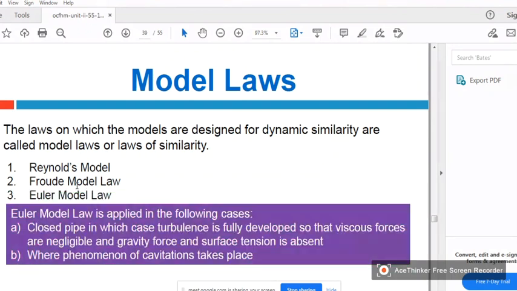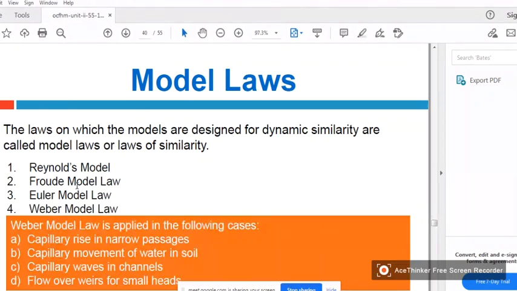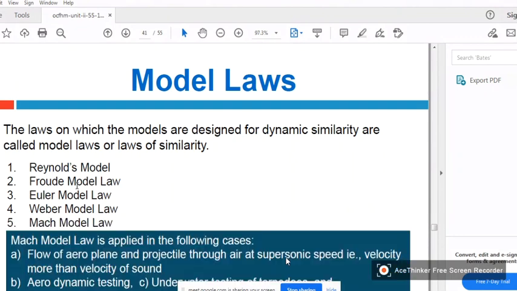And similarly, for Euler's law: a closed pipe in which turbulence is fully developed, so that viscous forces are negligible and gravity force on the surface is absent, where the phenomenon of cavitation takes place. So for closed pipes also we use the Euler number. And for the Weber number: capillary rise in a narrow passage, capillary movement of water in soil, capillary waves in a channel, flow over weirs for a small head. For all these types of models, we use Weber's model law.